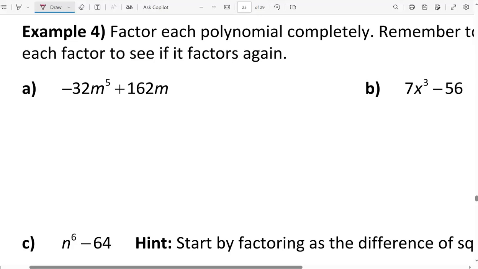Secondly, I'm noticing that the first term has a negative coefficient, so I know I'm going to factor out the negative of the GCF. And 2 is a common factor of 32 and 162. It's the greatest common factor. And then m is also a factor, so we can factor out a negative 2m, and that will leave us with 16m to the fourth minus 81.